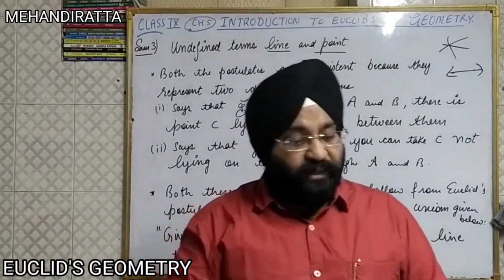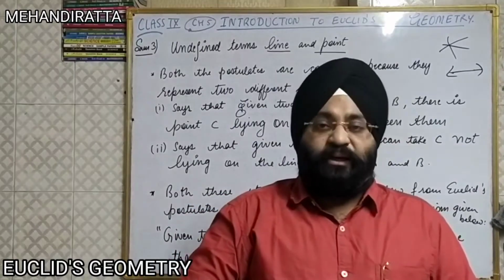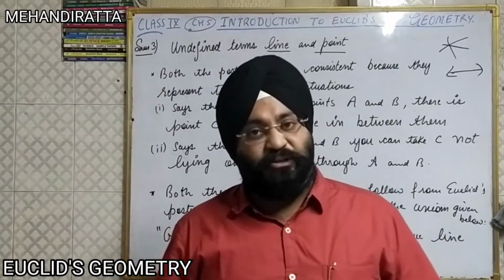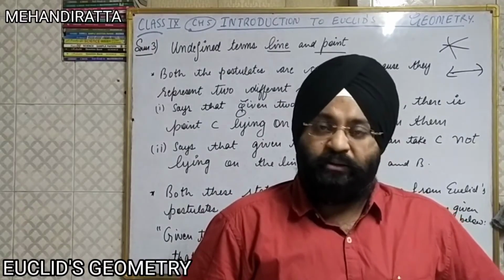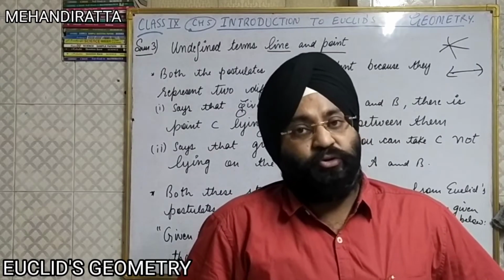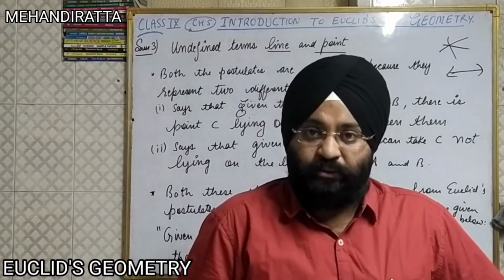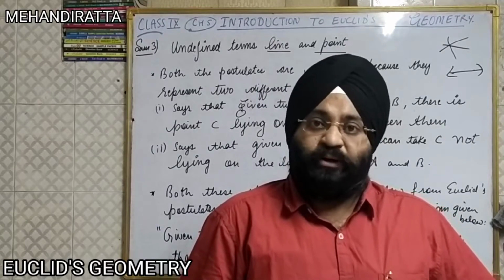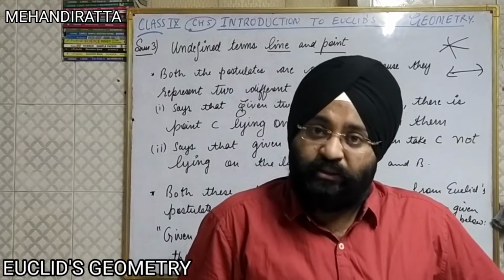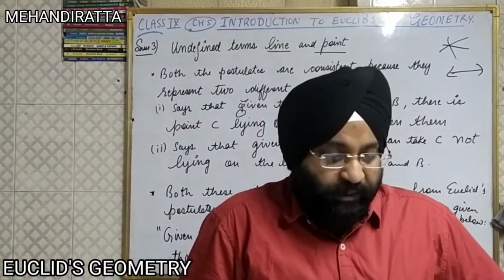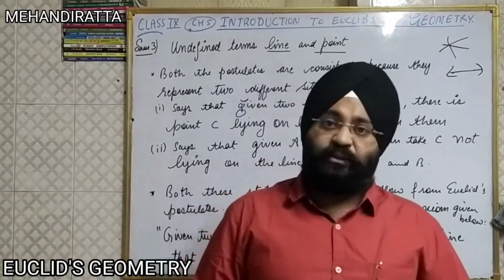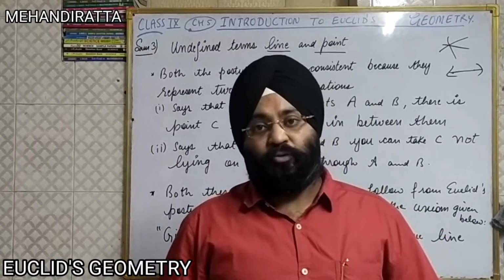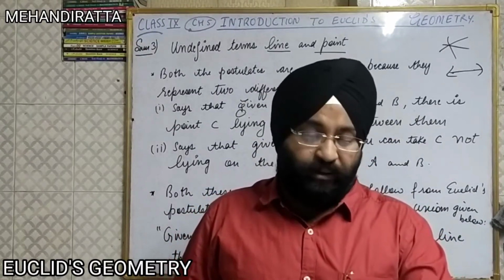Now comes the second sum. Students, the second sum is about basic definitions you have done in previous classes also. First is parallel lines. Parallel lines are those which do not intersect at any point, meaning their intersection points are zero. They never intersect with each other. Second is perpendicular lines. The lines which have an angle of 90 degrees between them are known as perpendicular lines.